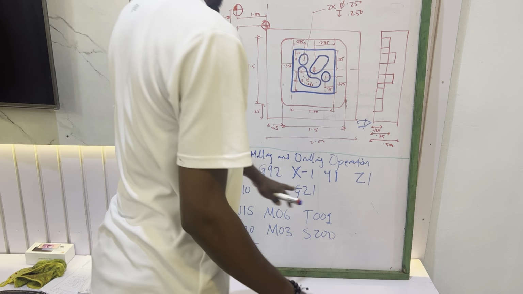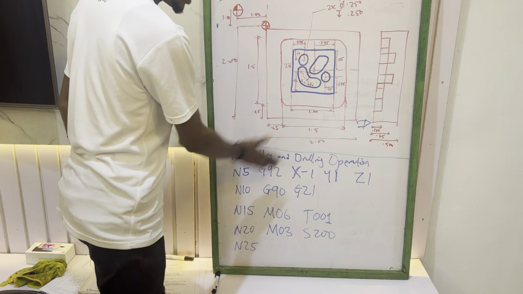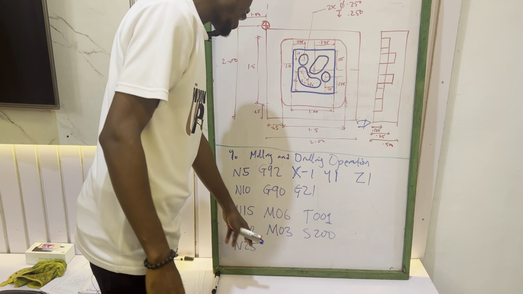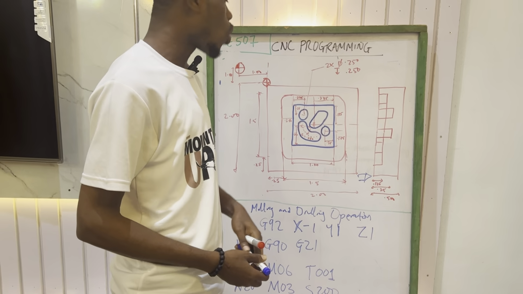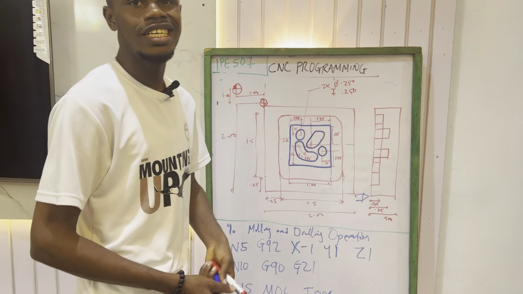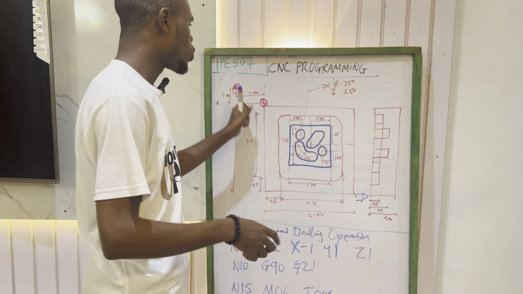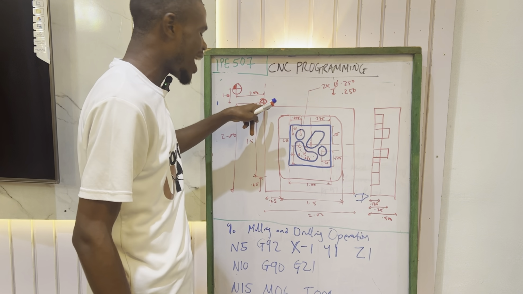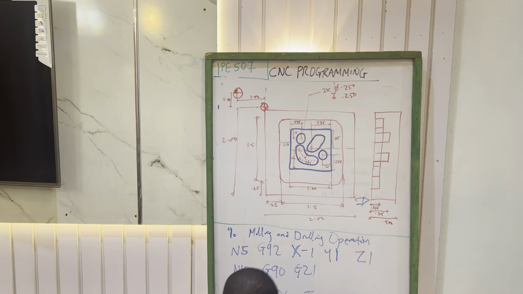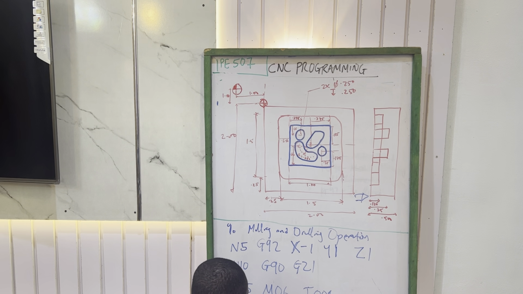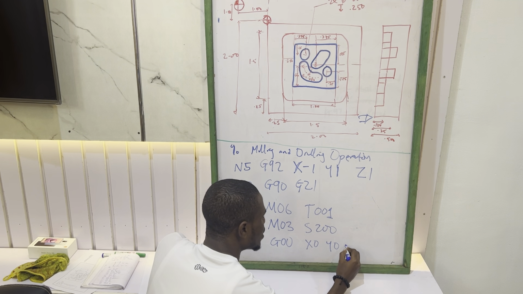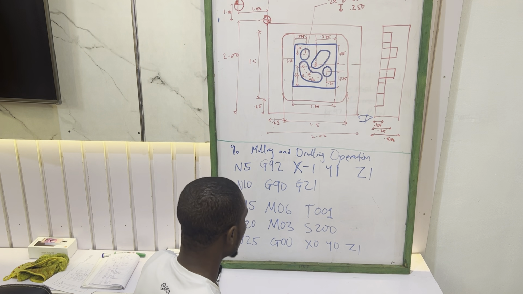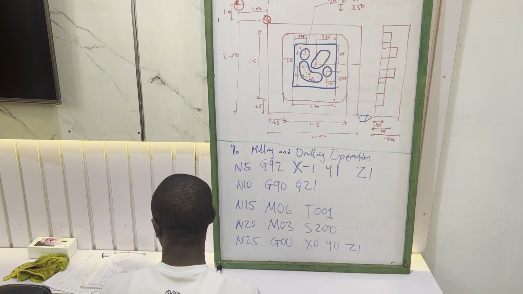And after performing this operation, the next one is N25. So I'll be wiping this place so that it will be going in that order. Having turned on the spindle, then what next are we going to do? We are going to do what is called rapid positioning. It is called G00. We want to position to this very point as our origin, but we are still raising it a bit above Z. So our X is 0, our Y is 0, then our Z can be maybe 1, just a bit above it.